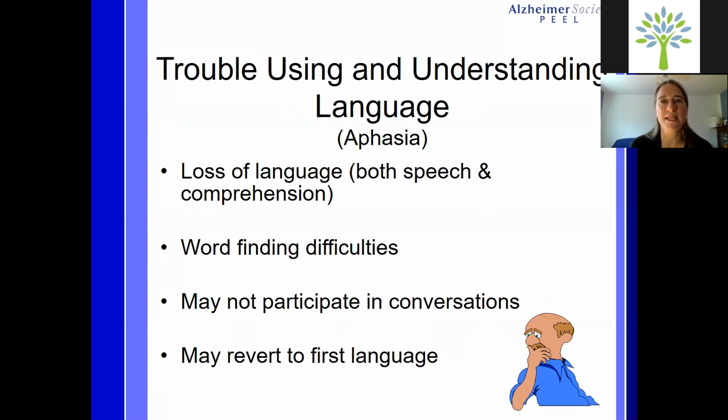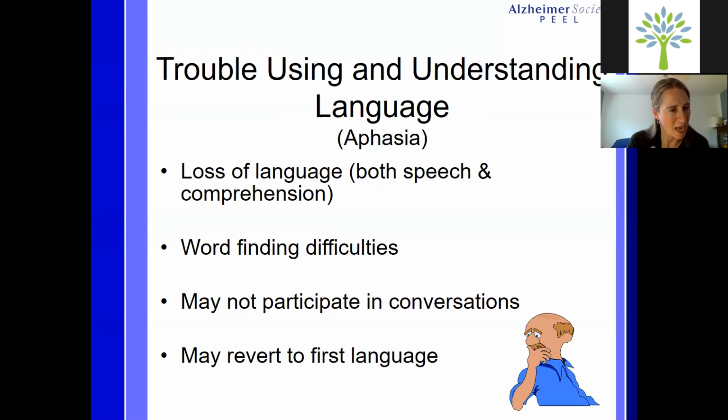Our next A is aphasia. So again, this is one that people are often very familiar with: trouble using and understanding language. It could be both speech and comprehension. So I may really struggle to express my words, but I can comprehend what you're saying, or vice versa. So for our clients, both may be impacted, or it may impact one or the other. We often find that clients struggle with word finding. That's often one of the first symptoms of aphasia, getting stuck on a word. You know what I'm trying to say.